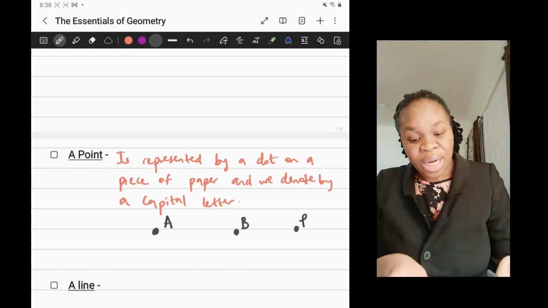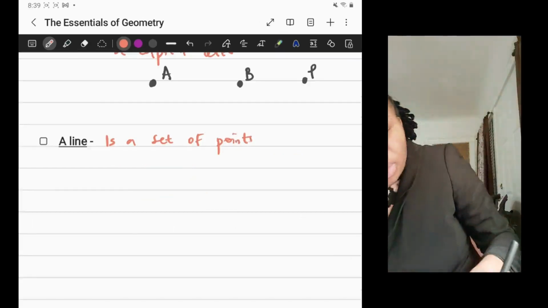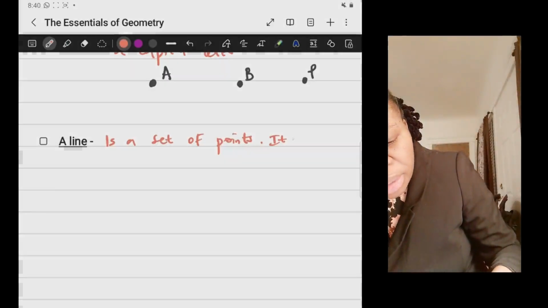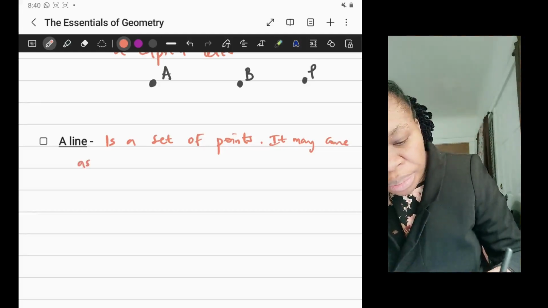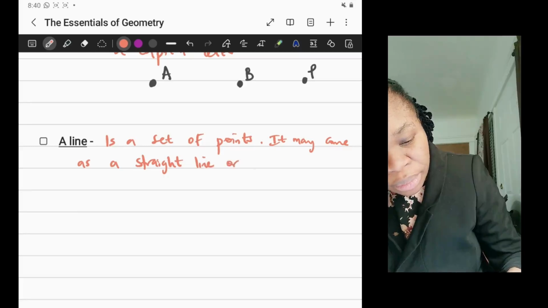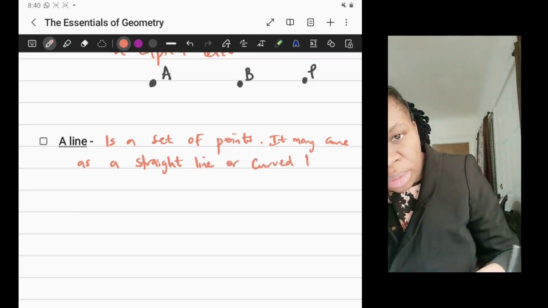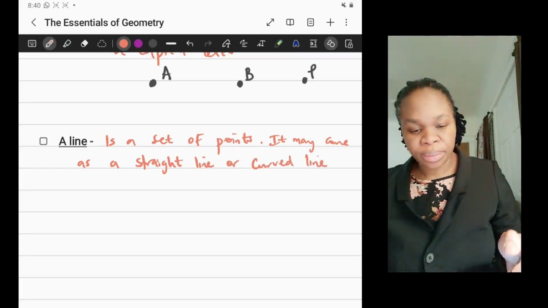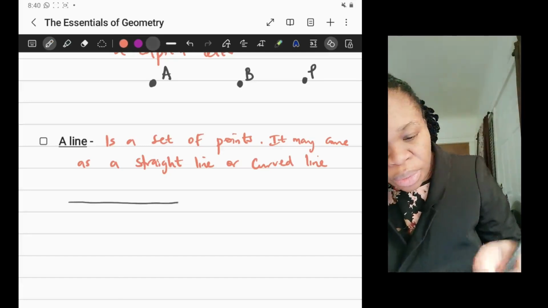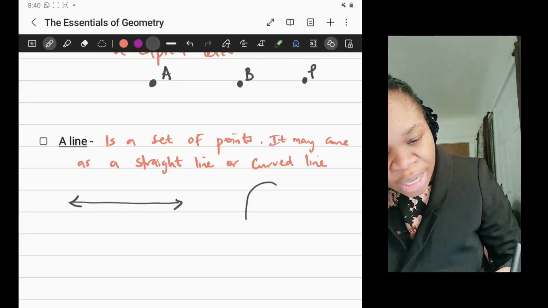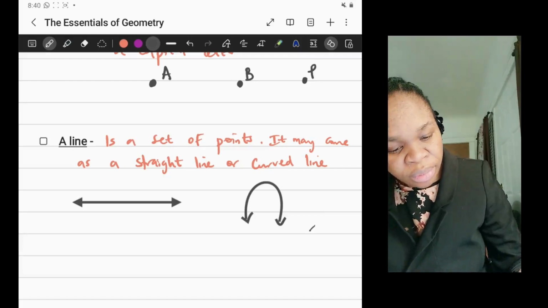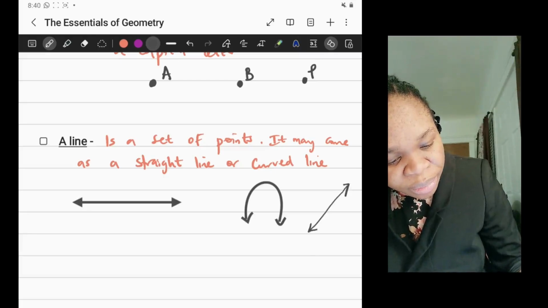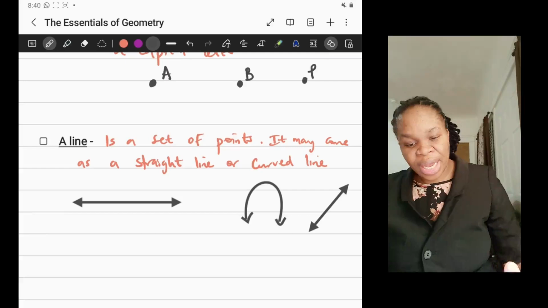The next thing we talk about is line. What is a line? A line is a set of points. It may come in the form of a straight line or curved line. Example, this is a straight line, this is a curved line. It can also be a slant line, so we call this a line.